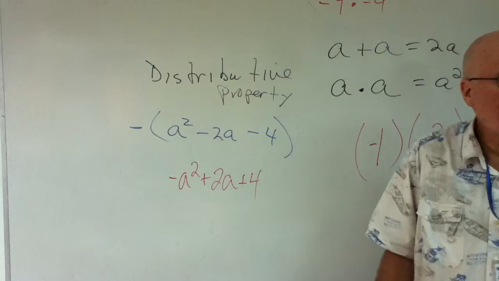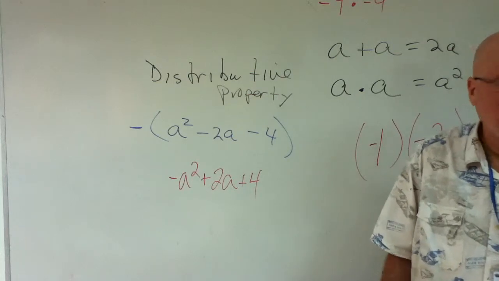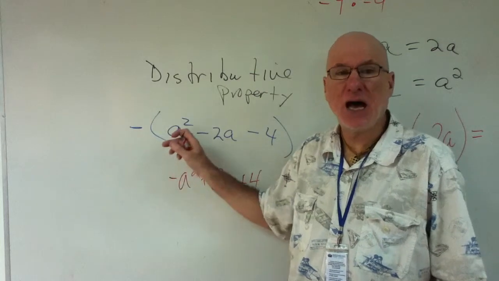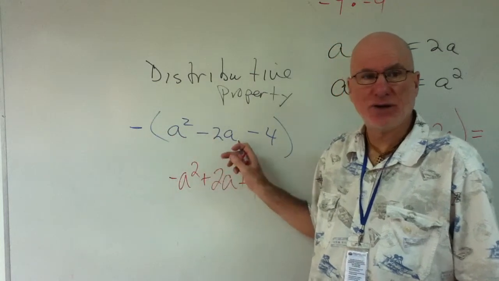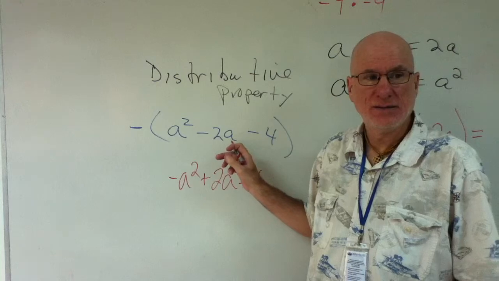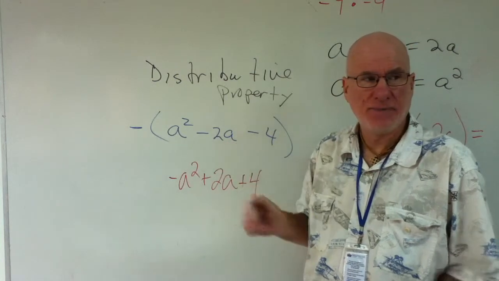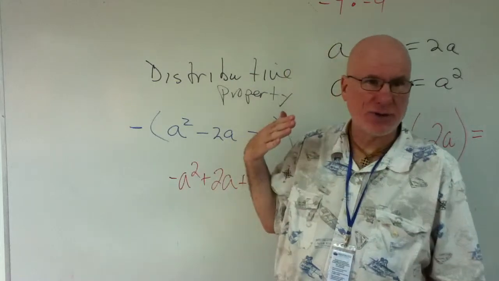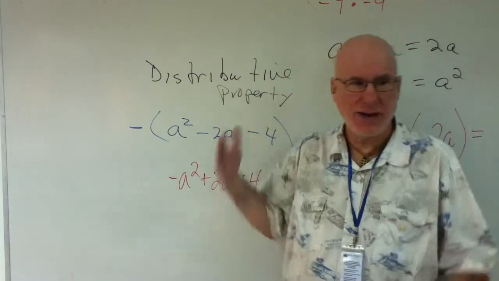You're simply distributing, you're multiplying what is outside the parentheses with what is inside the parentheses. That's all you're doing. Yes? All right. So I'll stop this, we'll make another one, maybe put some problems on the board and see if we can answer them. Okay? Easy?